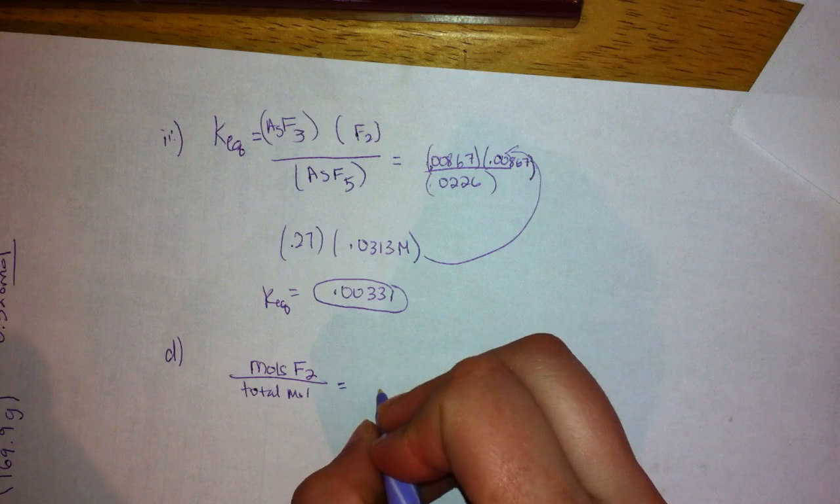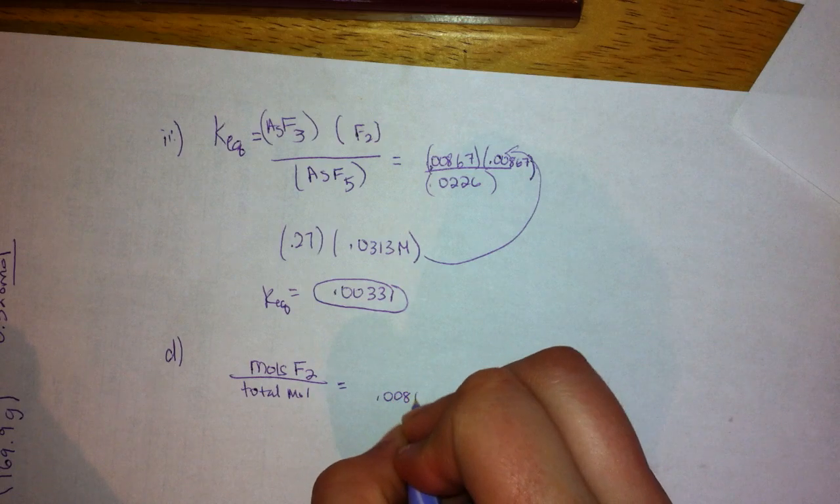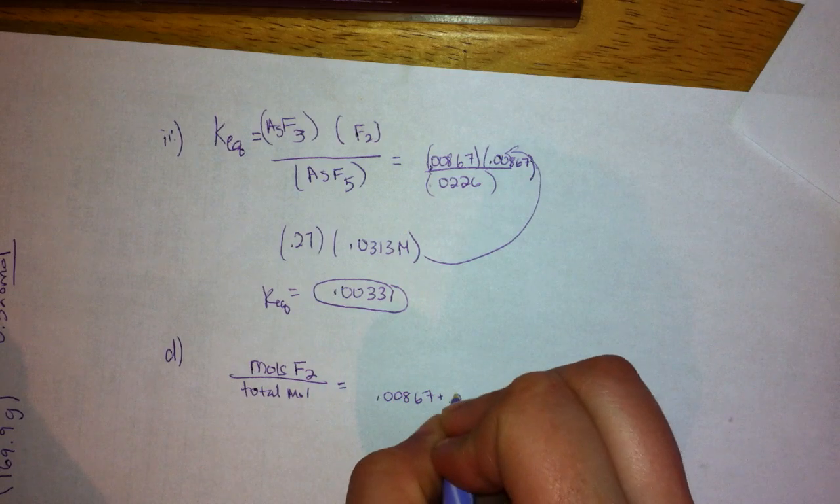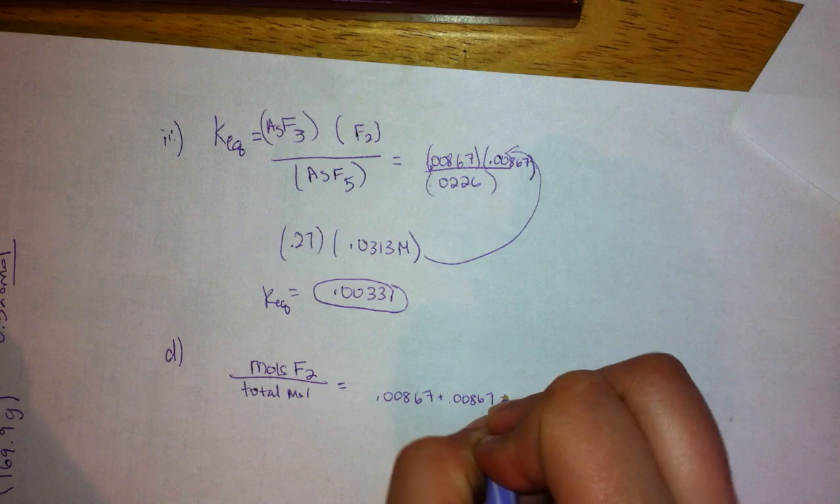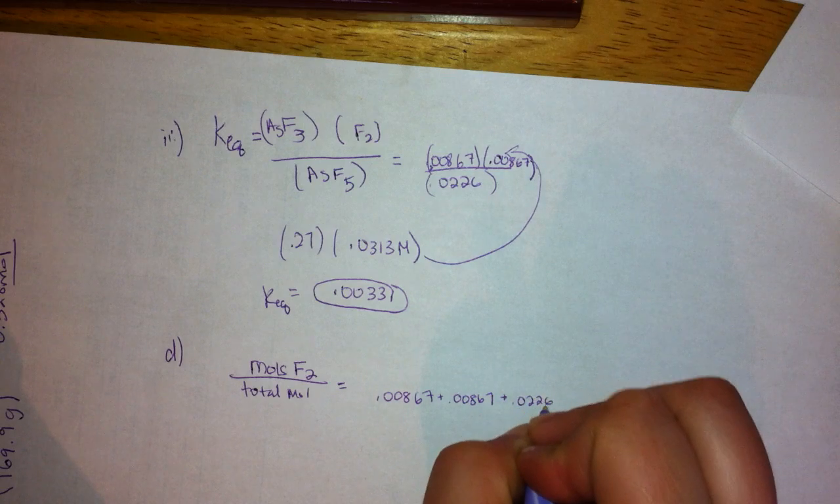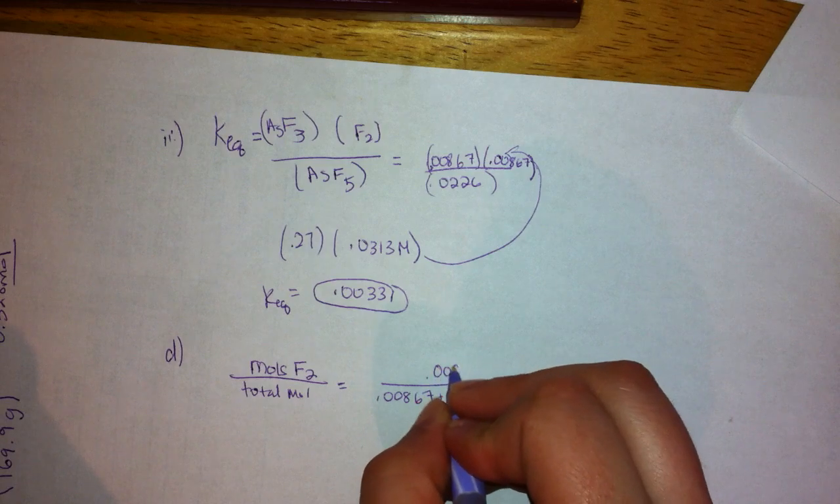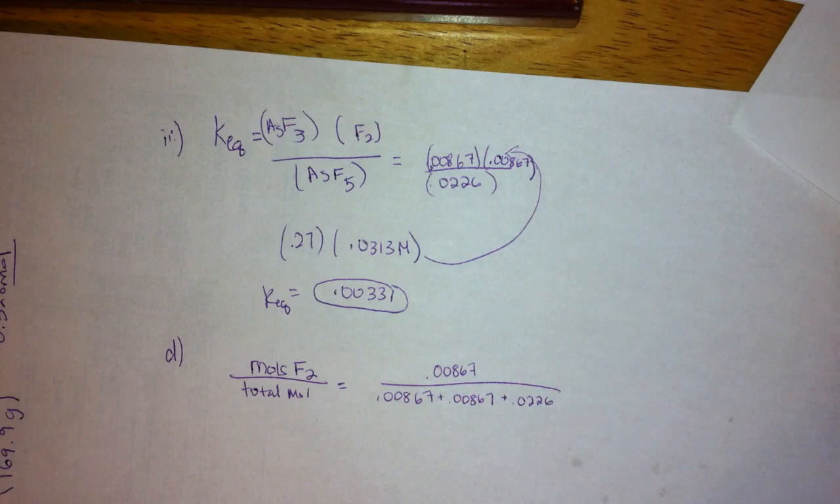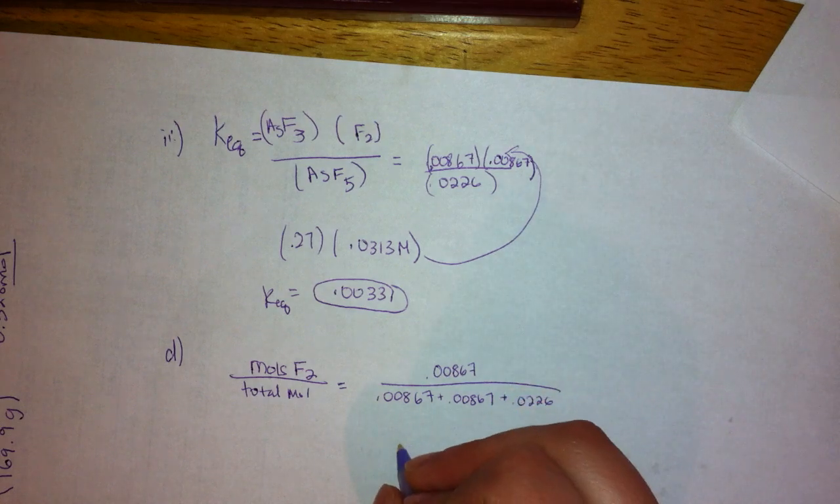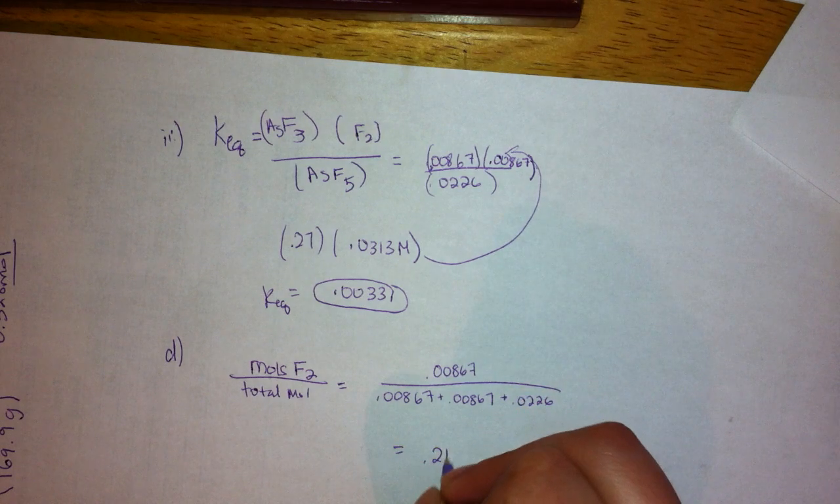So we have 0.00867 plus 0.00867 plus 0.0226, and the part that's F2 is just 0.00867. And when you do that, you'll find that it's about 0.217.